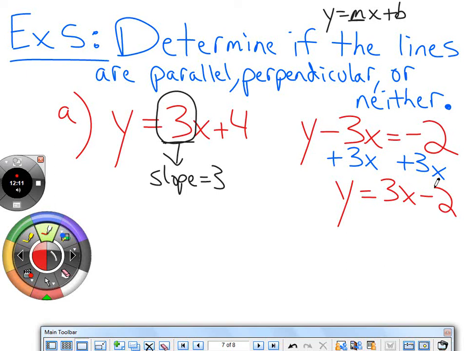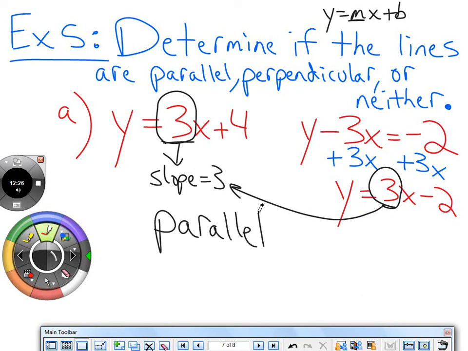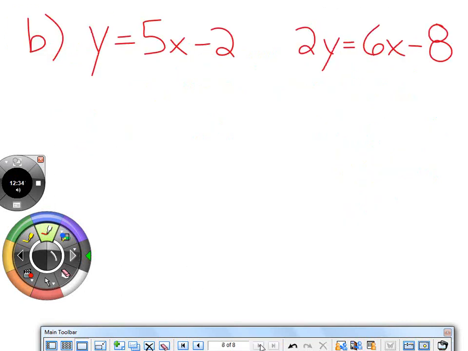So if you look at this, we can tell the slope is right in front of the x, and they appear to be exactly the same. So slope is also 3. So we're going to conclude that these are parallel lines, just from the equations themselves. We don't have to graph it. We can just tell. Parallel lines. Make sense? Hopefully. Okay, last problem.